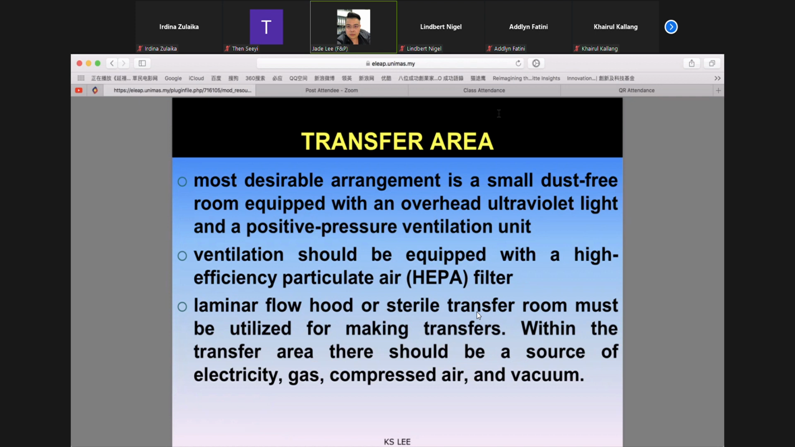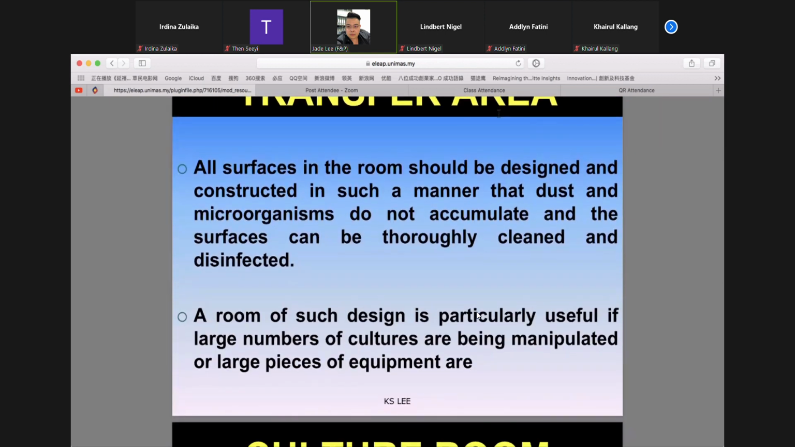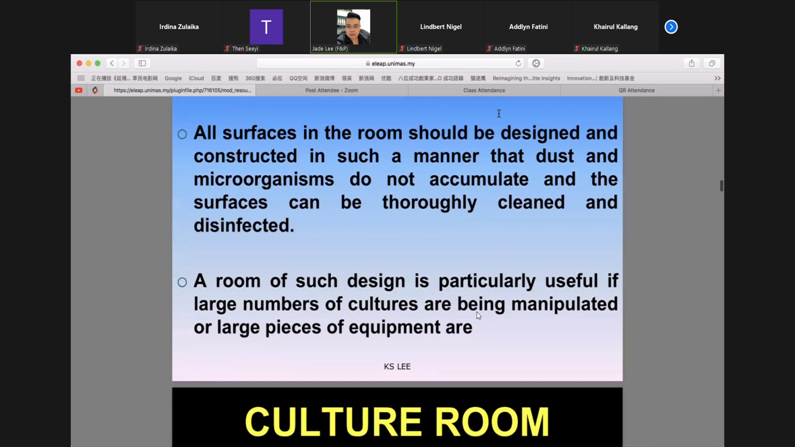Okay, and within the transfer area, there should be a source of electricity, gas, compressed air, and also vacuum. So all surfaces in the room should be designed and constructed in such a manner that dust and microorganisms do not accumulate, and the surfaces can be thoroughly cleaned and disinfected. So a room of such design is particularly useful if large numbers of cultures are being manipulated or large pieces of equipment are used, right?